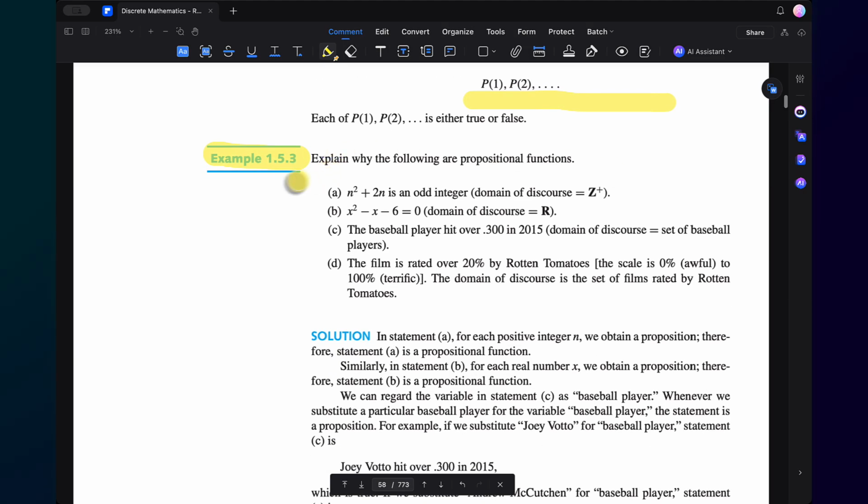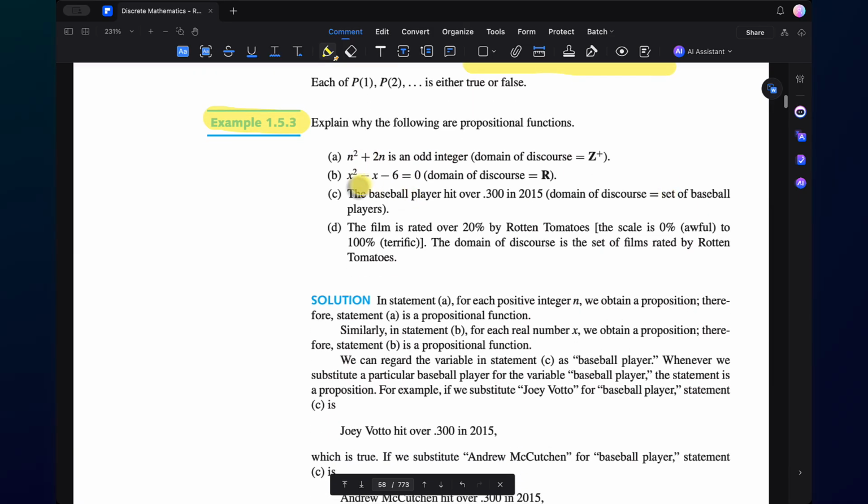Example 1.5.3, explain why the following are propositional functions. N squared plus 2n is an odd integer, with the domain of discourse being the positive integers. Well, the reason is that it's either true or false, and it is defined over all the integers. Next, x squared minus x minus 6 equals 0, where we want the domain of discourse to be the real numbers. Well, you just plug a real number into the left-hand side, and you're either going to get 0 or not. So that statement is either true or false.